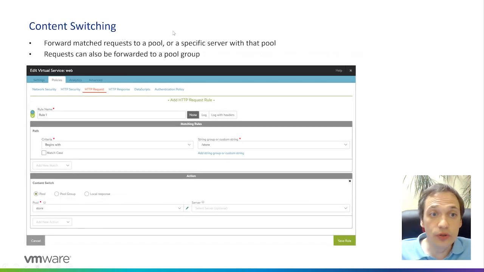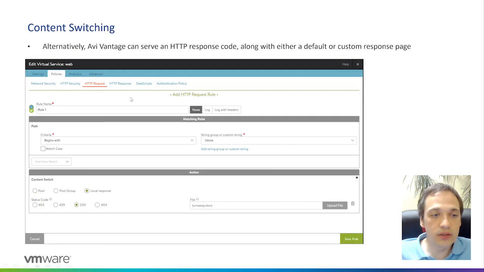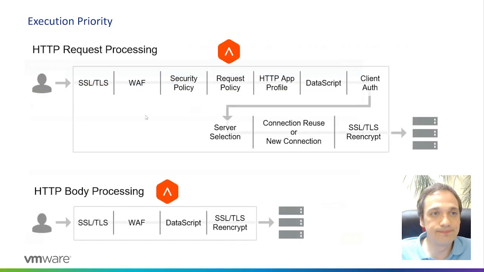We could also do content switching, meaning based upon a certain match, we could do a certain action, and this action is content switch. So if the client goes to /store, we'll give them a pool named store. Instead of giving the client a pool, content switch has an option of a local response, which will send 200 and give the client a file. And again, we'll take a closer look at all the available options in the policies.